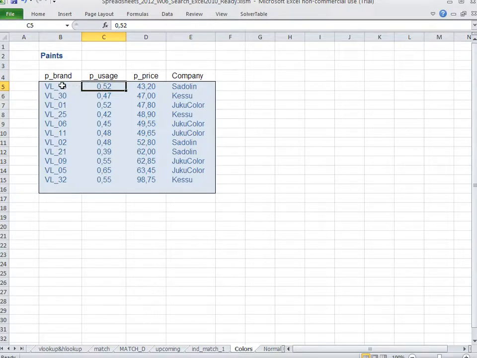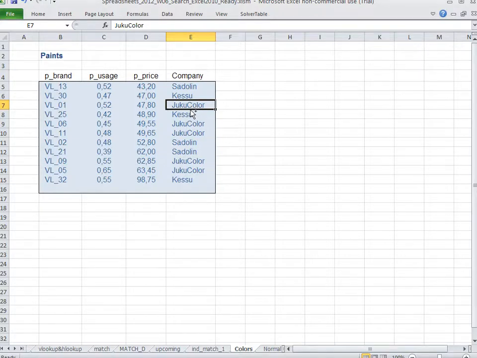So for instance, VL13 will be used in the amount of 0.52 liters per square meter. VL30 will be used in the amount of 0.47 liters per square meter. And those paints also have different prices. These are in the 3rd column. There's also the 4th column with the company names, but we won't be needing these. It's often so that some tables contain irrelevant information for us as well.